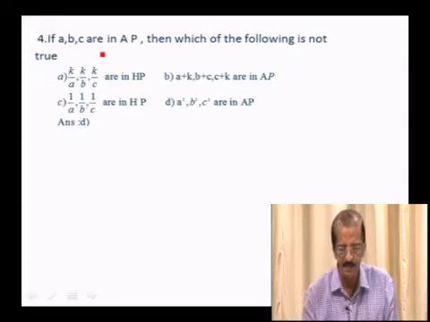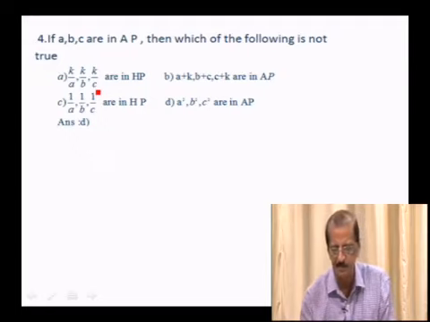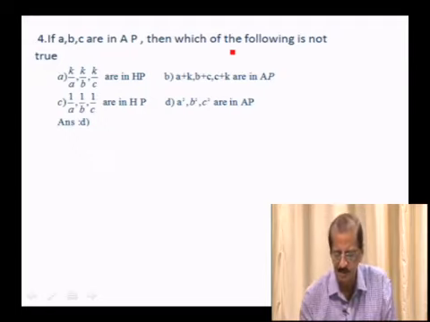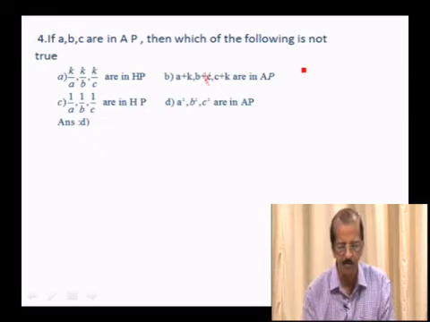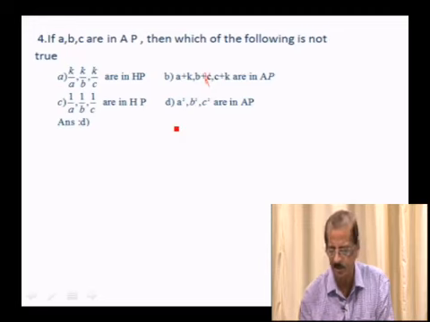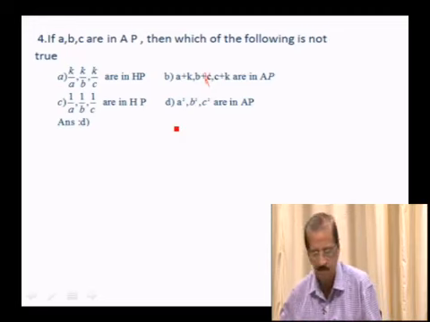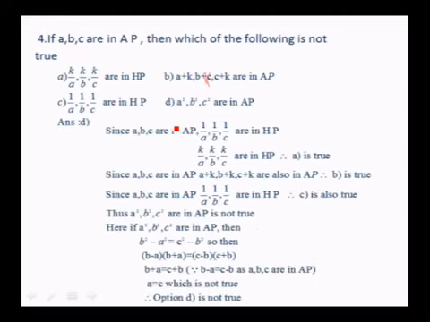If A, B, C are in AP, then which of the following is not true? A, K by B, K by C are in HP; A plus K, B plus K, C plus K are in AP; 1 over A, 1 over B, 1 over C are in HP; A square, B square, C square are in AP. Since A, B, C are in AP, 1 over A, 1 over B, 1 over C are in HP. So if you multiply throughout by K, that will again be in HP, therefore A is true.